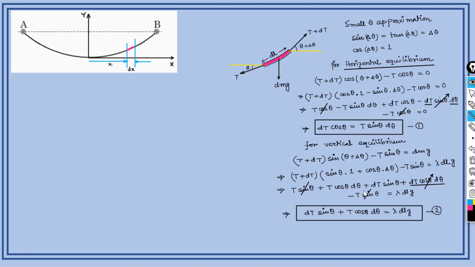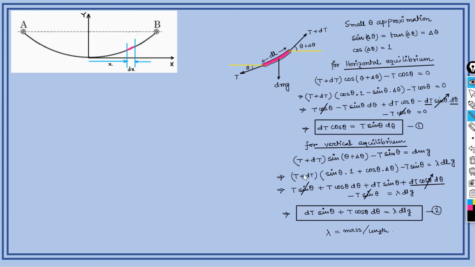So I am left with this one: dT sin theta plus T cos theta d theta is equal to lambda into dl into g. Now what is lambda here? I have assumed lambda to be mass per unit length of this rope. This is a constant because the rope is uniform. So I have assumed it to be lambda, mass per unit length. So this is our second equation that we have got from this vertical equilibrium.